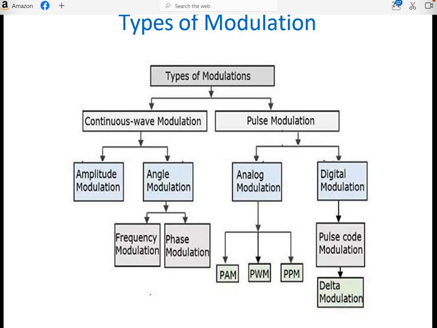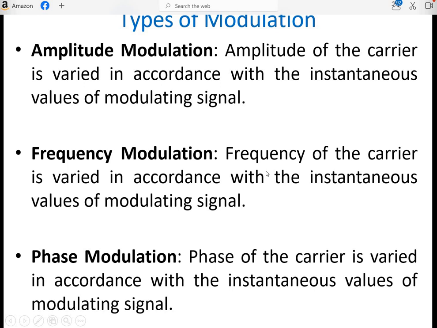Along with this, here we are discussing continuous wave modulation. Inside that, there are three types of modulation: amplitude modulation, frequency modulation, and phase modulation. The pulse modulation technique is further divided into two categories: analog modulation and digital modulation. In analog modulation, there are three types: pulse amplitude modulation, pulse width modulation, and pulse position modulation. For digital modulation, pulse code modulation and delta modulation are present. We are going to discuss all these techniques briefly.